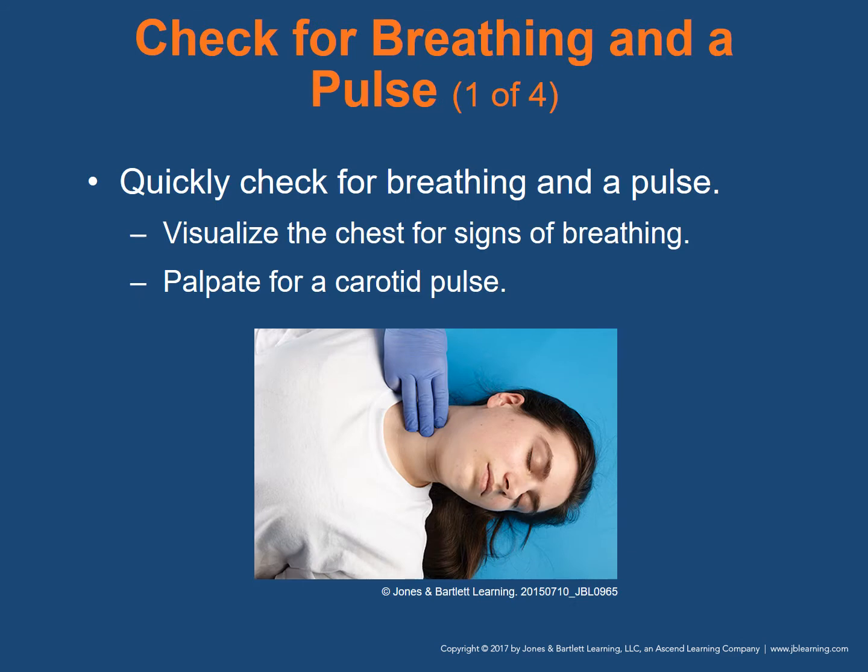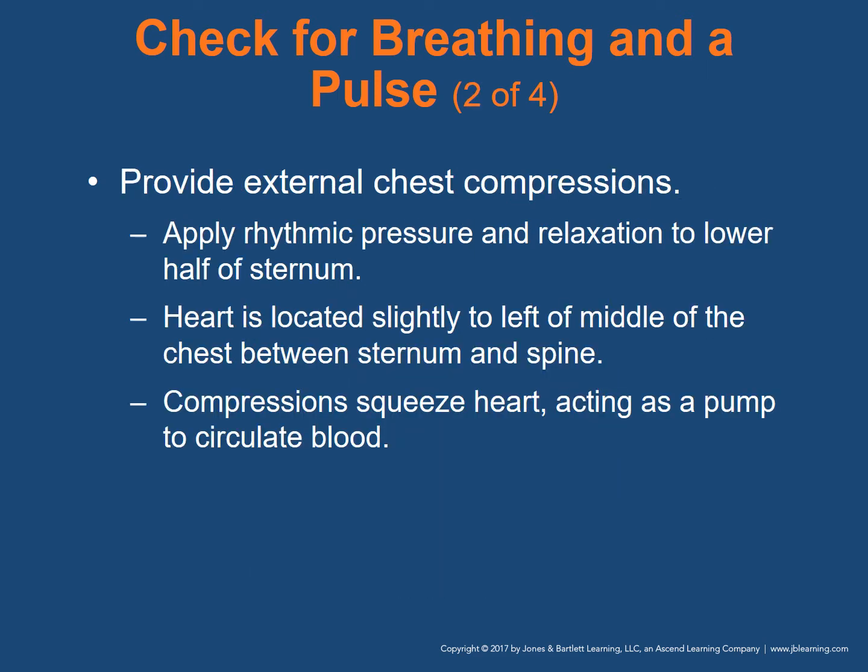Check for breathing and a pulse. Once we have determined that the patient is unresponsive using the AFPU scale, we're going to quickly check for breathing and pulse. The way that we do that is we check a carotid pulse, and we check for breathing by looking for obvious signs of chest rise and fall simultaneously. That means at the same time. So per the new AHA CPR guidelines, we're going to take 5 to 10 seconds to check for a carotid pulse and breathing simultaneously. If we determine that the patient is in fact unresponsive, pulseless, and apneic, we're going to provide external chest compressions.